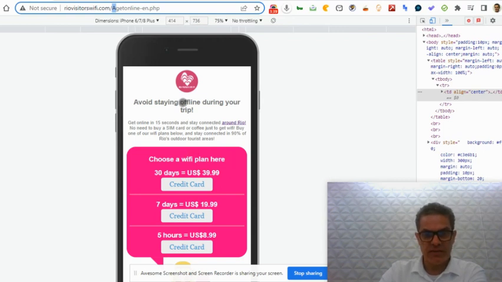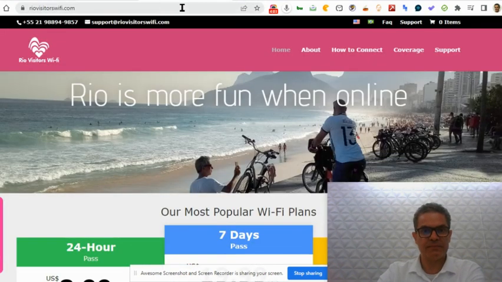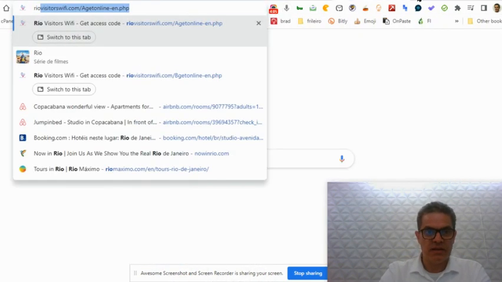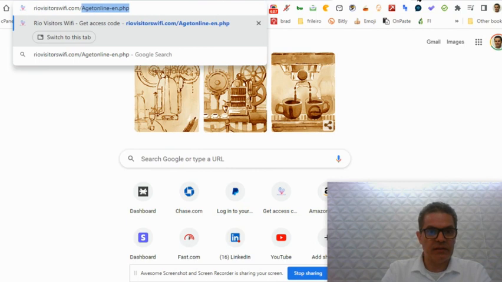The first thing we tested, and I'm just going to go over everything, I can't remember exactly what the sequence was, but let's look at this page. One thing we did discover was that for English-speaking tourists, "Avoid staying offline" was a better and more effective headline than this. Then here we go.